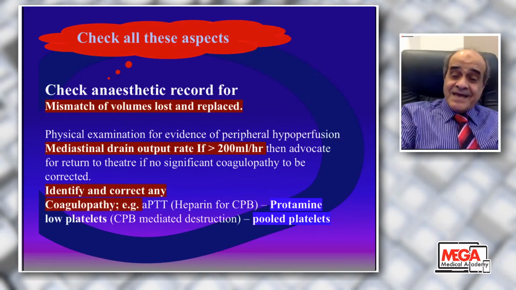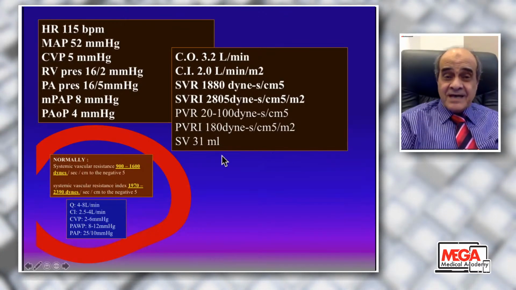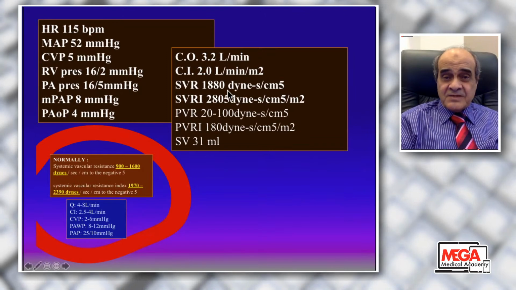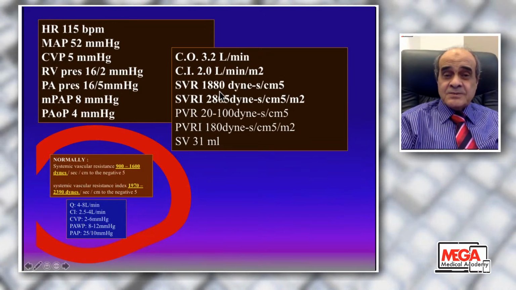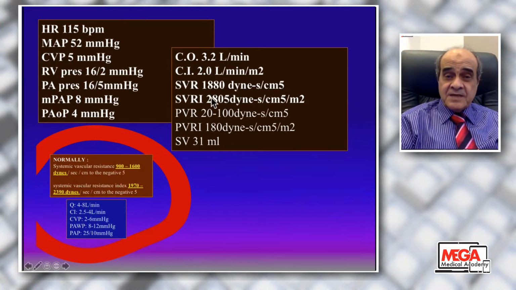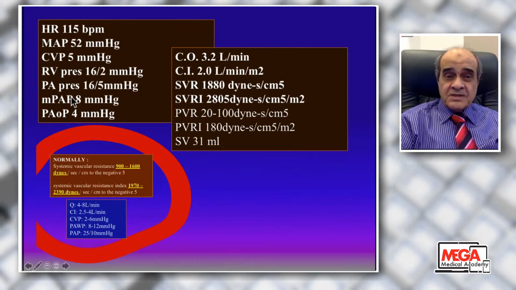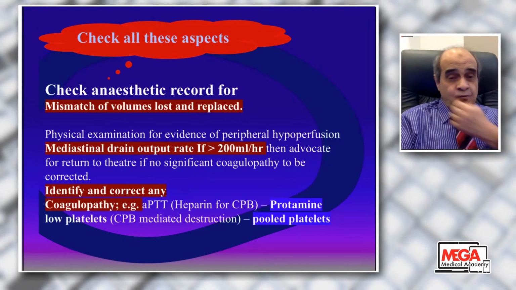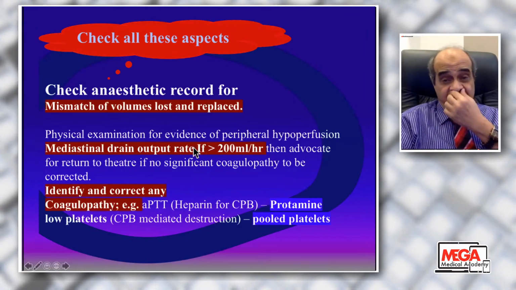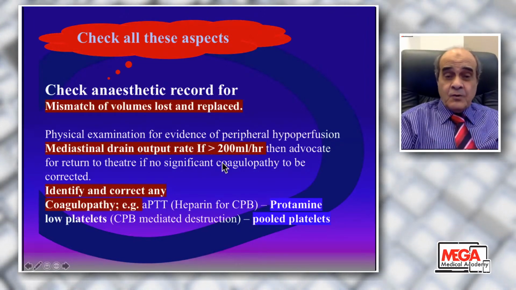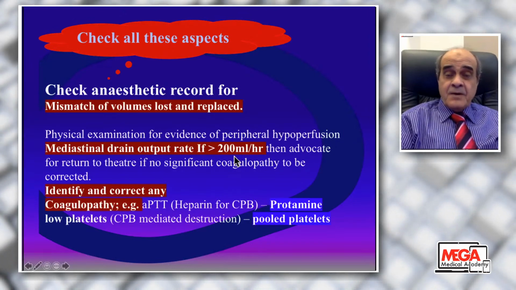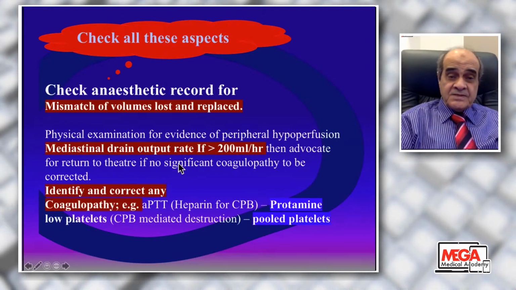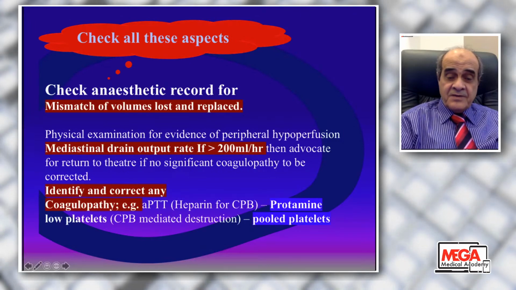But in this case, there is an increase in the systemic vascular resistance, so this is not a residual anesthetic drug effect. It is mostly hypovolemia from blood loss. So you have to look at the drain. If it is more than 400 in 1 hour or more than 200 ml per hour, you have to return your patient to the theater for rapid intervention.